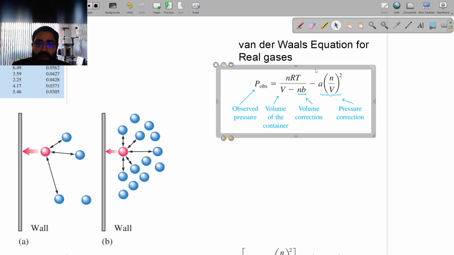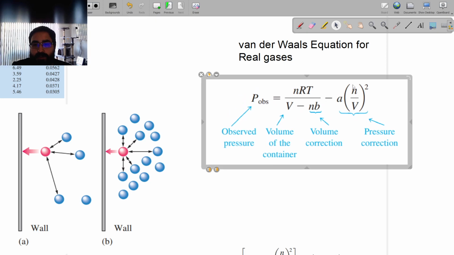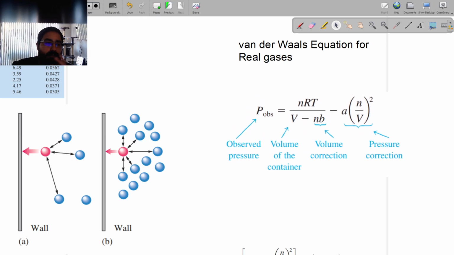So this right here is now the correction of the pressure. So this value right here, that a and then n over V, is the correction. And once again, n is the number of moles. And then a is a number that corresponds to the type of gas, because some gas particles will attract each other more than others will.